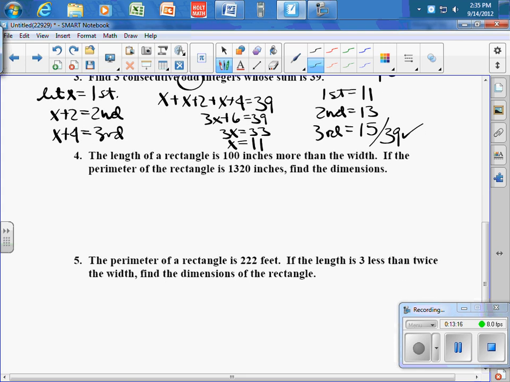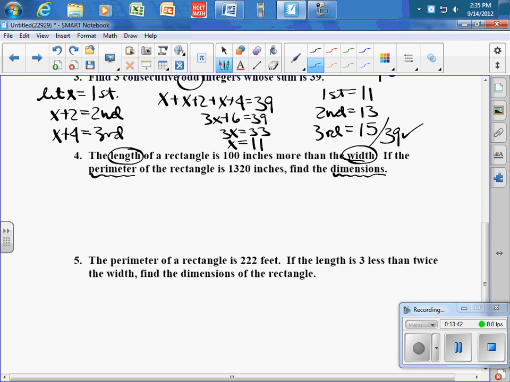The next kind of problem we're going to be working on is a perimeter problem. The length of a rectangle is 100 inches more than the width. If the perimeter of the rectangle is 1,320 inches, find the dimensions. Well, by dimensions, we mean the length and the width. We'll circle those words, length and width.